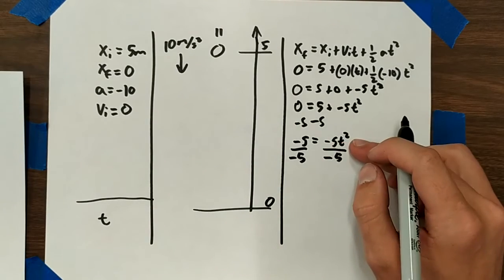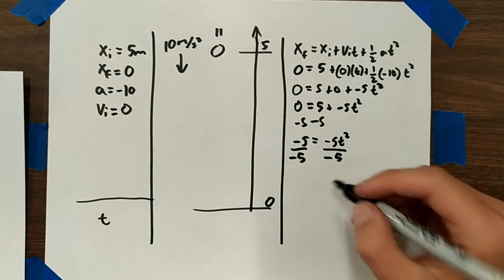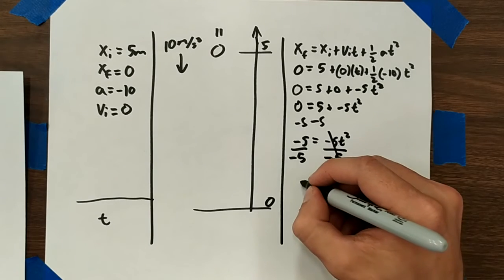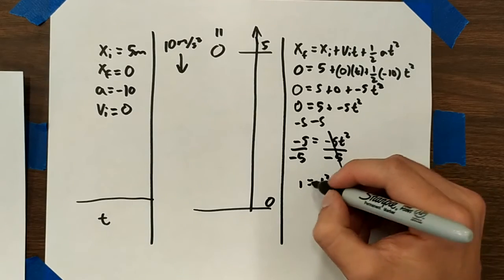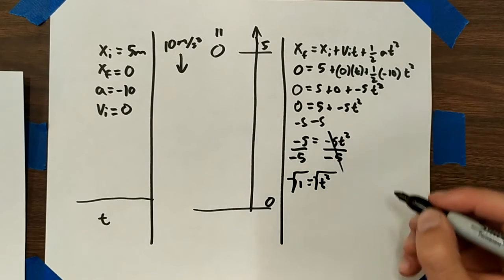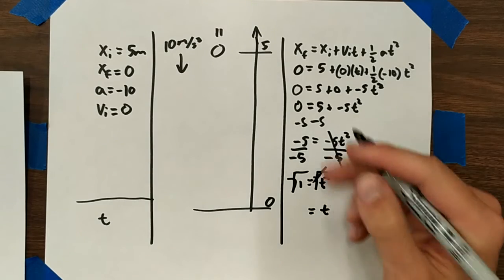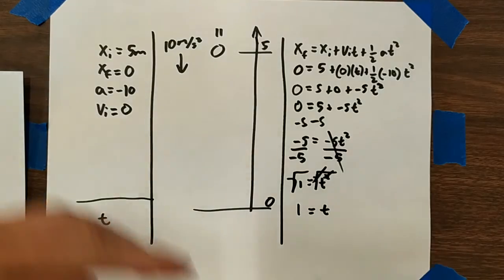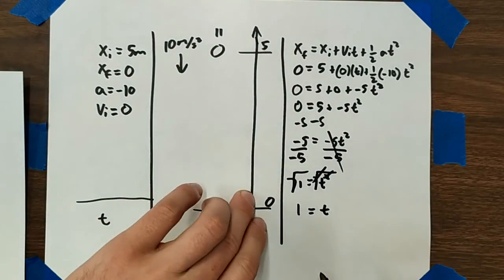So I've got a negative 5 times T squared. So the opposite of multiplying is dividing. So that's how I get rid of that. That goes away. I end up with negative 5 divided by negative 5 is just 1. That equals T squared. And then to get T by itself, I got to take the square root. So I'll take the square root of both sides. That cancels out the square, so I end up with T equals the square root of 1. The square root of 1 is just 1. So it would take 1 second for something to fall from 5 meters up in the air down to 0.